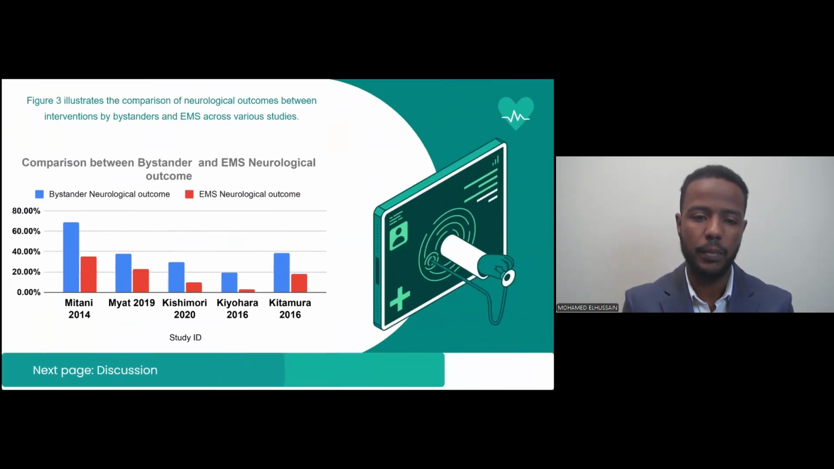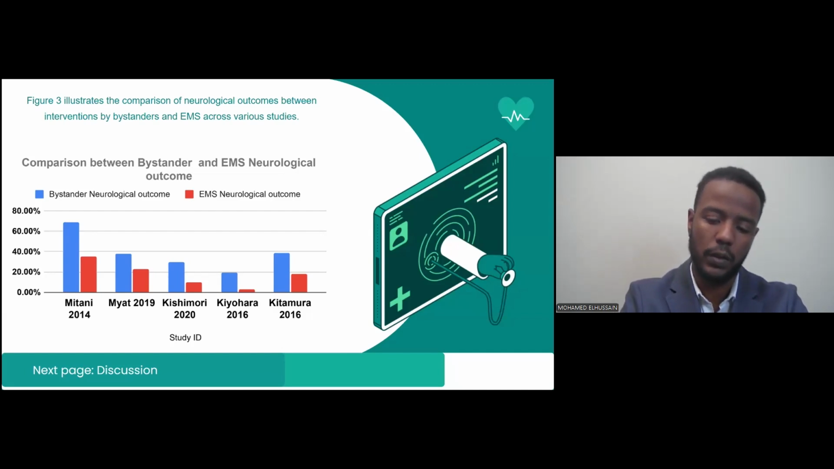Here is the second bar chart, which represents the neurological outcome between the emergency medical services and the bystander or the public use of AEDs as well. As you can see here, the same representation, the study ID against the neurological outcome, you would also be able to see that the neurological outcome of the bystanders was higher in all of the studies included as well.